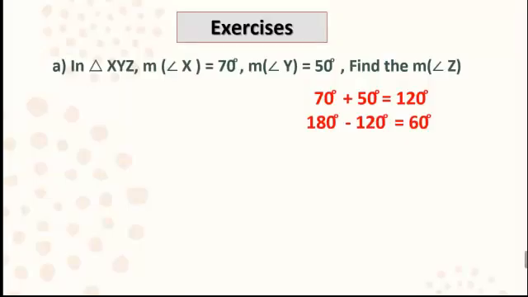So we're going to add the two angles I have, 70 and 50. 70 plus 50 equals 120. The second step is 180 minus the number we get in the first step, which is 120. It equals 60 degrees. So the measure of angle Z equals 60 degrees.